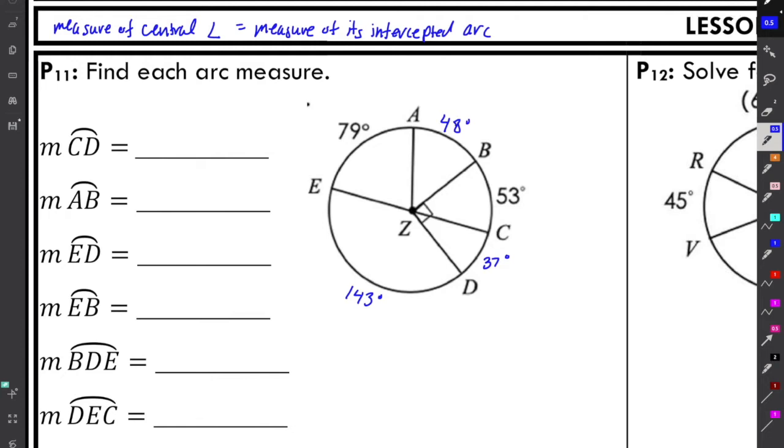Now let's see if we can answer the questions or fill in the blanks of what it's asking us to the left. So measure of CD, we have found that to be 37. AB we found to be 48. ED we found to be 143. EB is going to go this way right here, 79 plus 48, and it is 127.